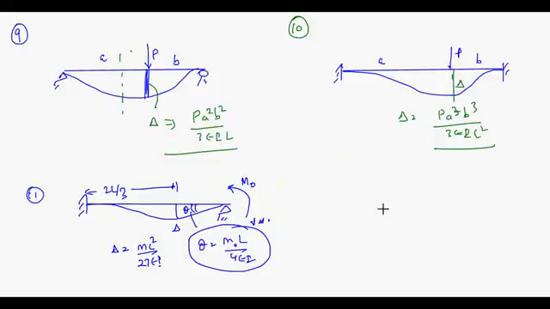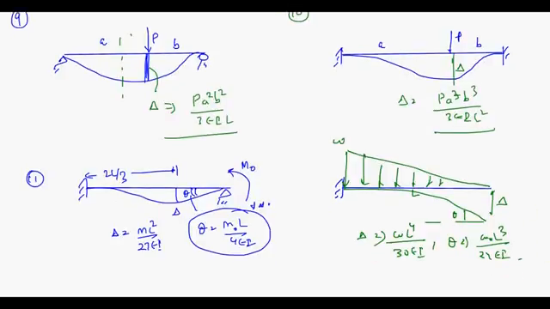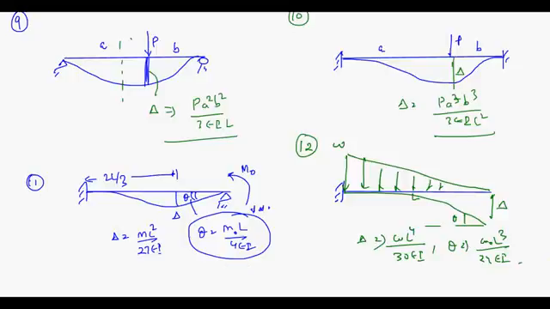Last case, you are having a cantilever with triangular loading. Triangular loading means something like this. Suppose W here and length is L, it will deflect something like this. You will have delta here and theta here. So your delta is equal to W L to the power 4 upon 30 EI, and your theta is W L cube upon 24 EI. 30 and 24. Is this okay? These are the 12 cases that you should remember.